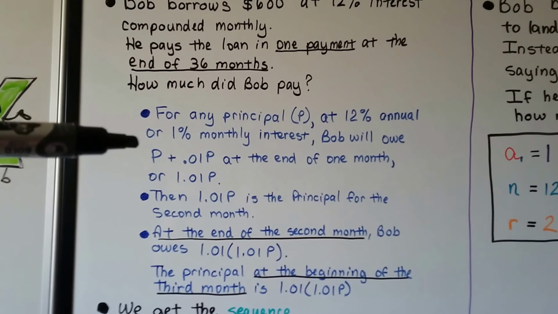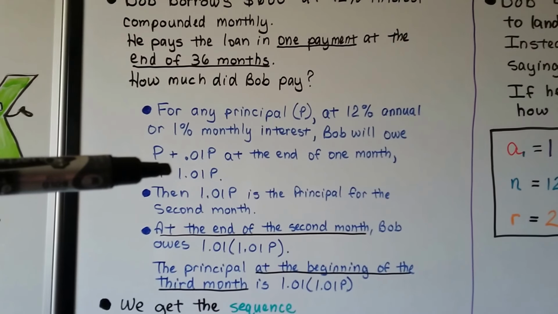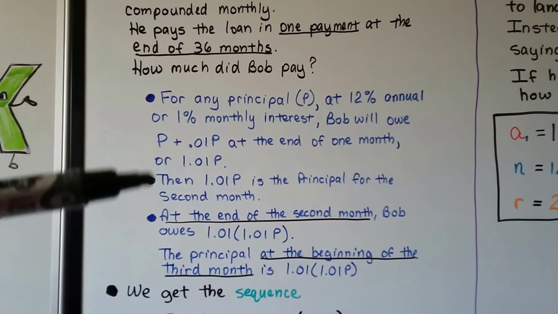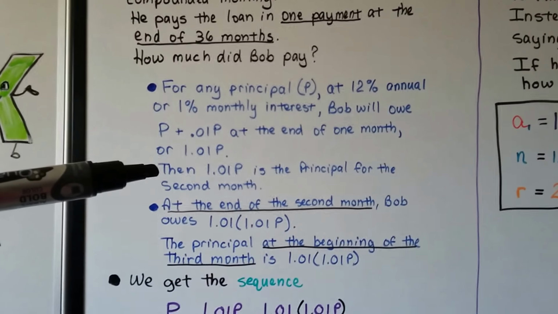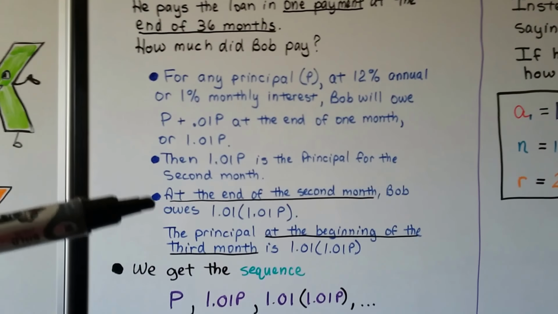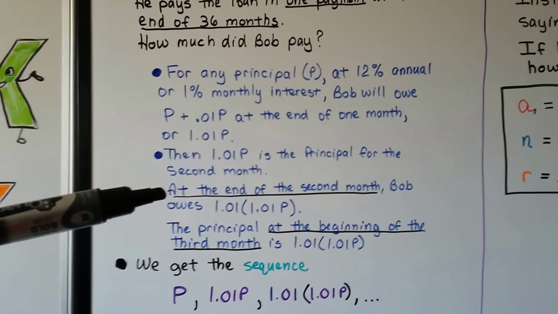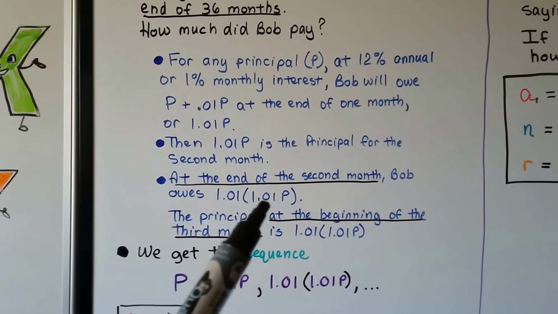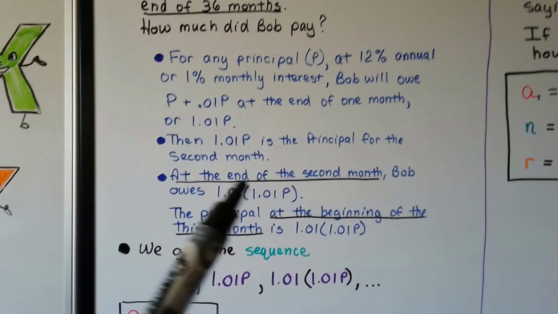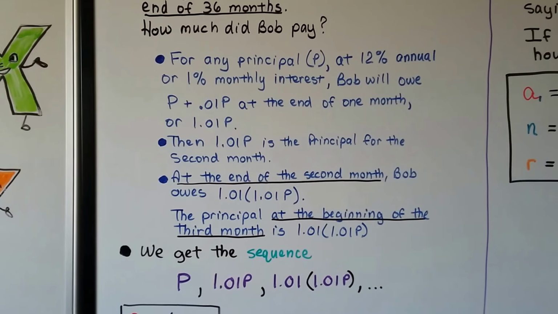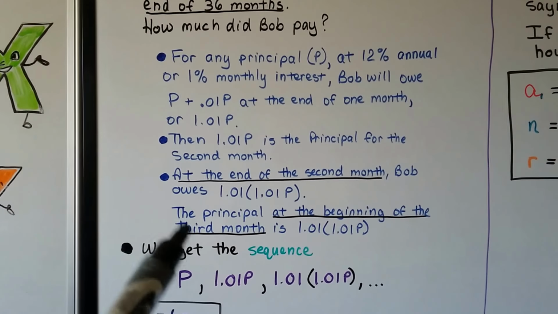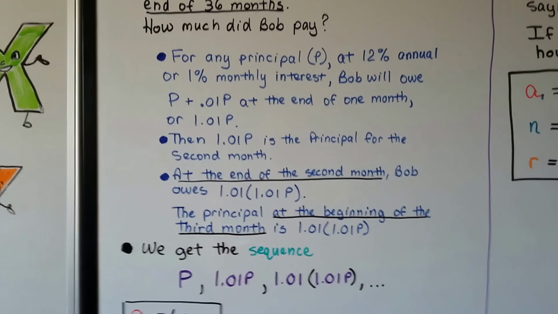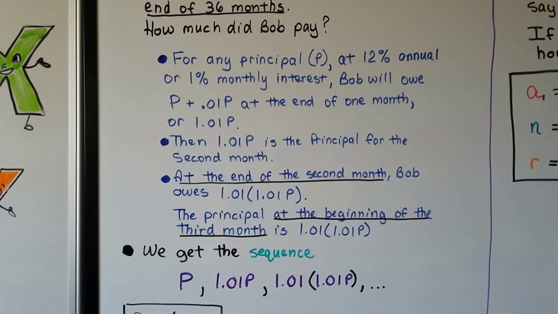P plus 0.01P, we can write it as 1.01P. Then this 1.01P is the principal for the second month. At the end of the second month, because now he's going to be charged interest for that second month, he owes 1.01 times 1.01P. So the end of the second month, let's say the 30th or the 31st of the month, is going to be the same as the first of the next month, because the month hasn't occurred yet. He isn't charged for that interest yet, is he?